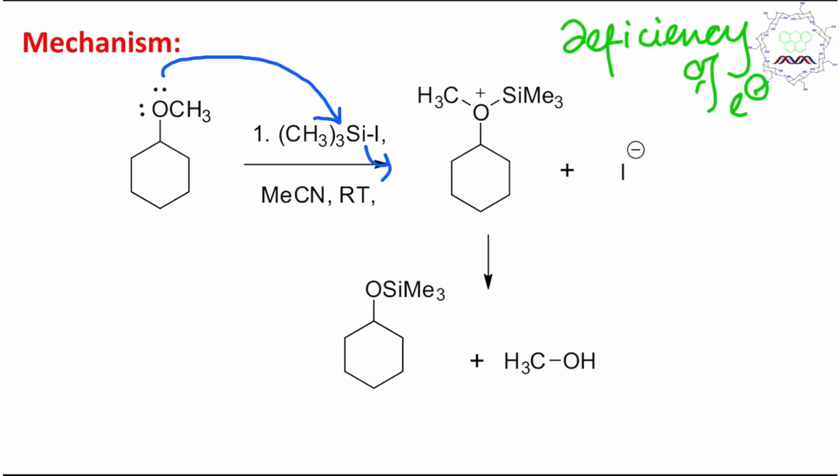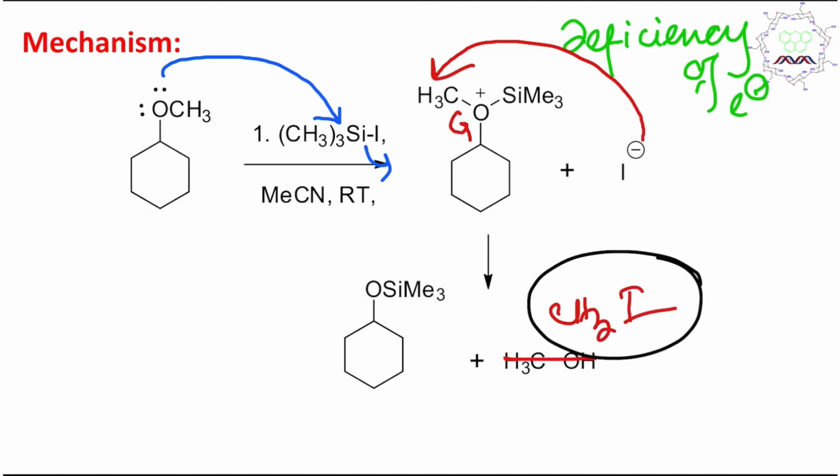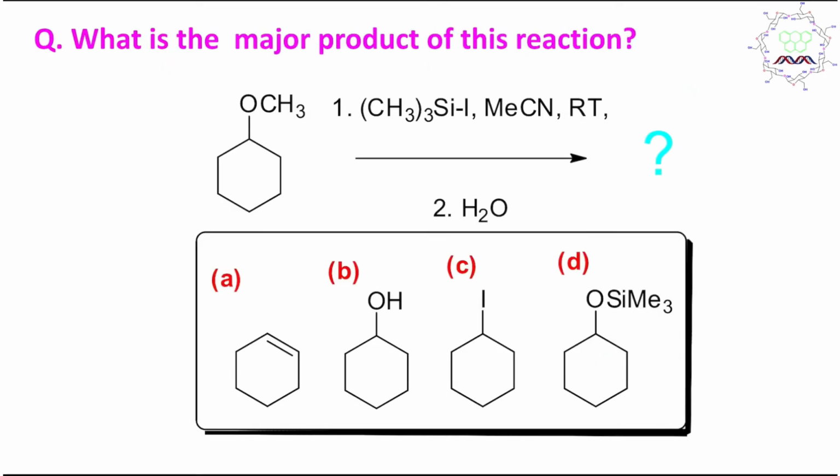So in the next step, what happened? This iodide acts as a nucleophile and attacks here, and it leaves, because iodide is a good nucleophile, as we learned some time before. So what it will produce, sorry, this is not methanol, this is methyl iodide. It will produce methyl iodide on one side and OSiMe3 on the other side. In this case, this silicon-oxygen bond is stable, as I told some time before, so that's the reason it will form. So let's come back to our question. What is the answer? Option D is the right answer.